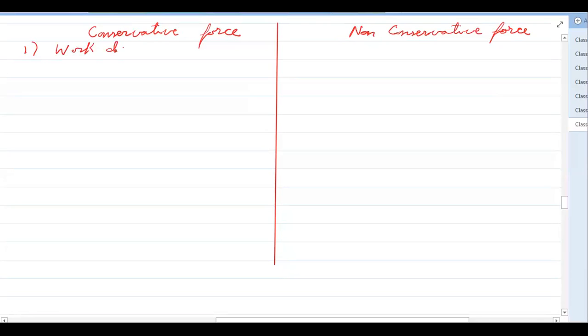Oh, sorry. This one is path independent. Here, for a non-conservative force, the work done is path dependent.